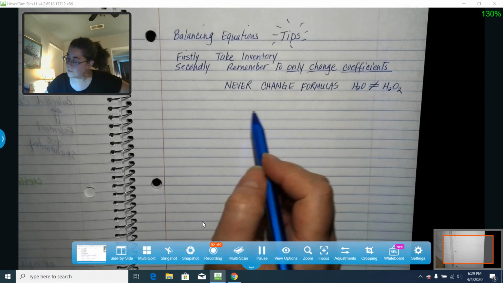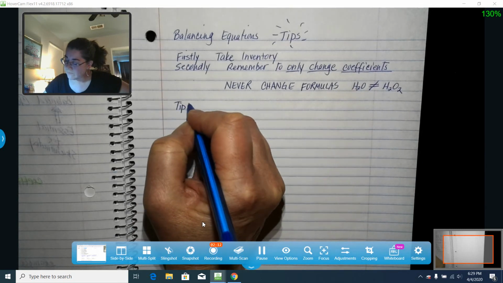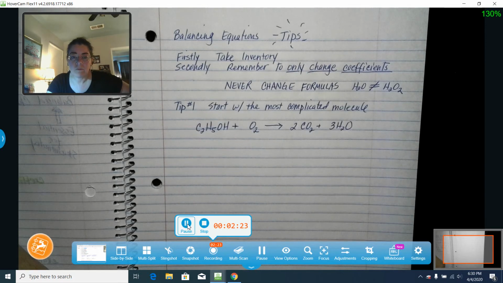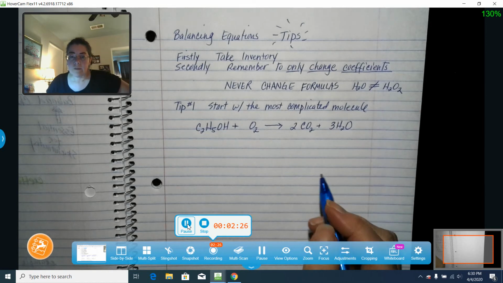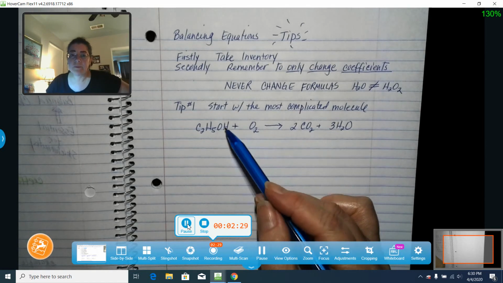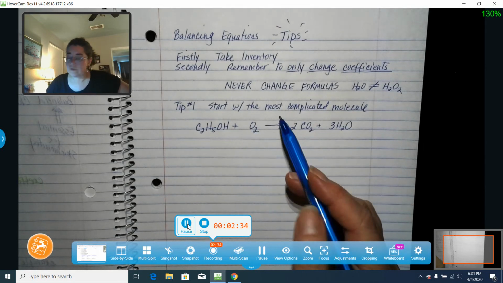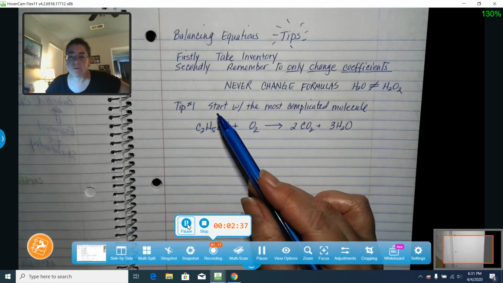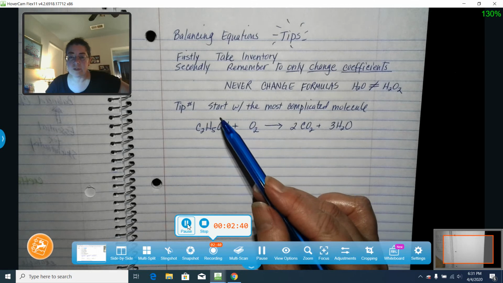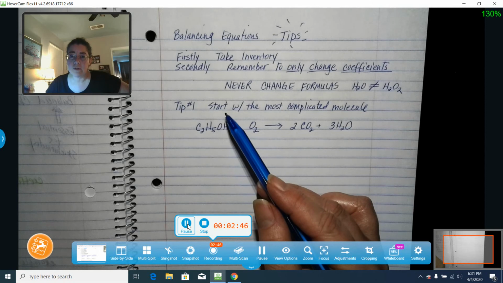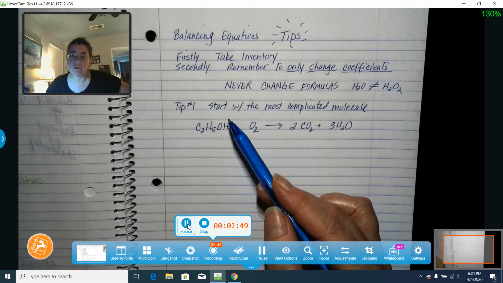Okay, so tip number 1, and I'm going to put this on pause so you don't have to, so this will be quicker for you, okay? Okay, so tip number 1, start with the most complicated molecule. Where you begin when you're balancing equations can make the difference between a 30-second or less job, or it could turn into a frustratingly long process.